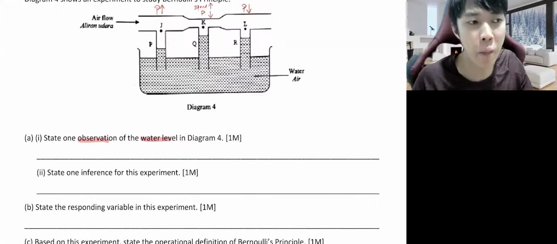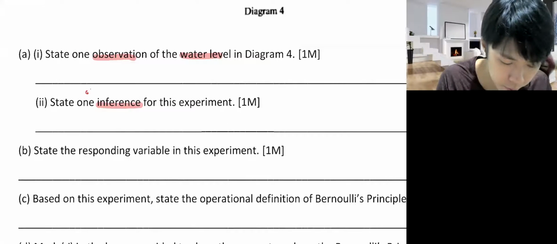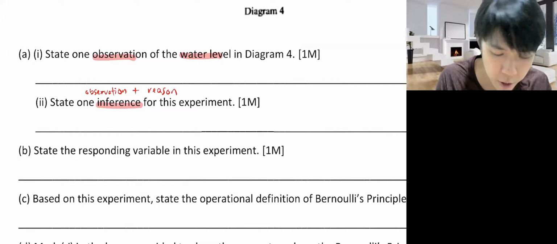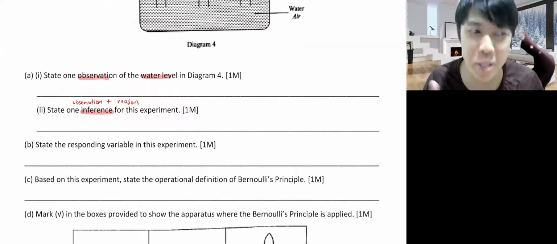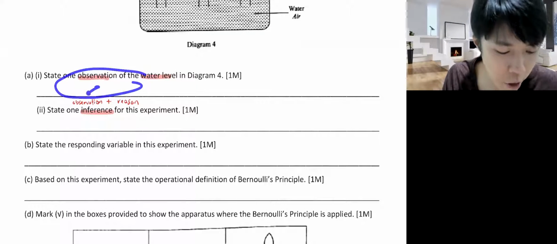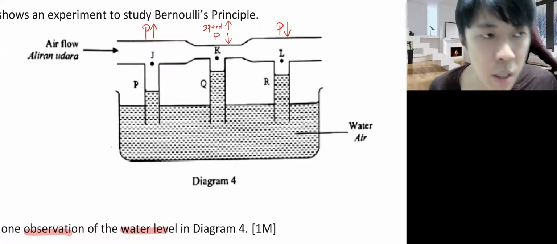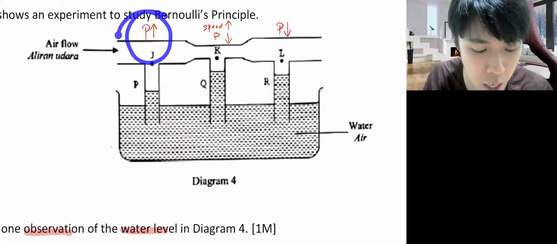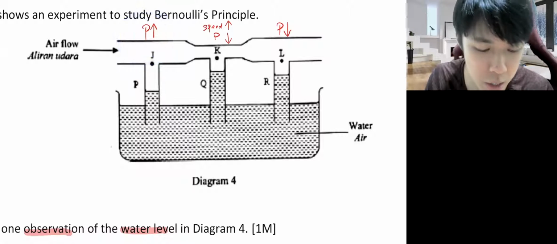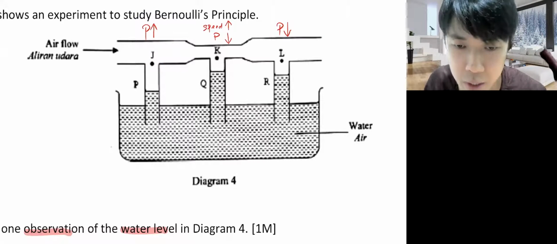Okay, no problem. Right, next one, inference, shall we? Inference is observation plus reason. For so many weeks you've been doing this. I'm pretty sure you know the hang of it already. So basically bring down your observation, then because. Like, the water level in P is the lowest because, very obvious already. Why is the water level lowest? Because at J is highest pressure, right? Express in your own way, doesn't matter.